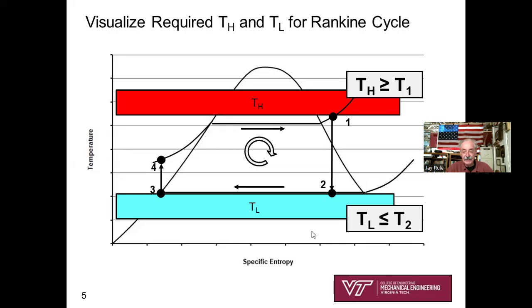How about the condensation process? Do you see that this condensation process 2 to 3 has got to reject heat to a lower temperature heat reservoir? So TL has got to be less than or equal to T2. T2 equals T3. TL's got to be less than or equal to it. And so I've shown graphically it's right at equal to.